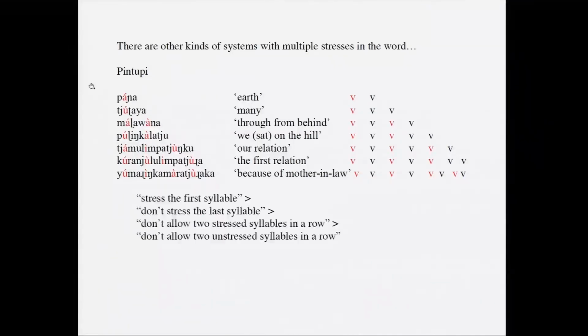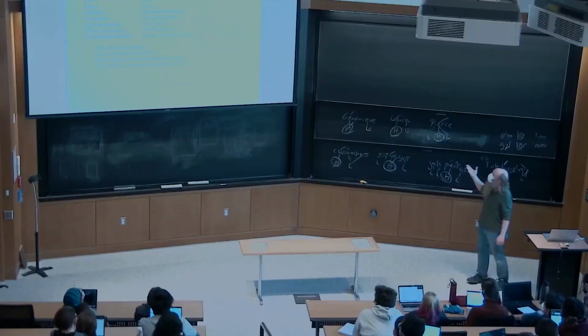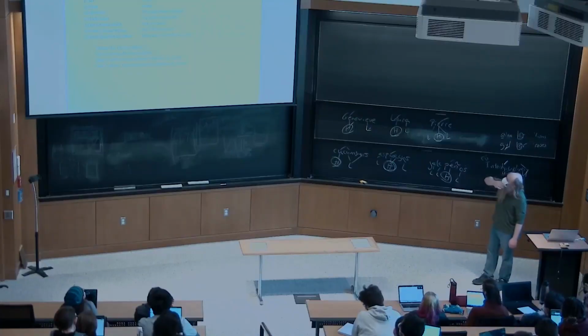So again, you could think of that as a little pile of constraints. Stress the first syllable, don't stress the last syllable, and don't allow yourself to have 2 syllables in a row that are both stressed or both unstressed. So again, you don't always succeed in doing all of these things.